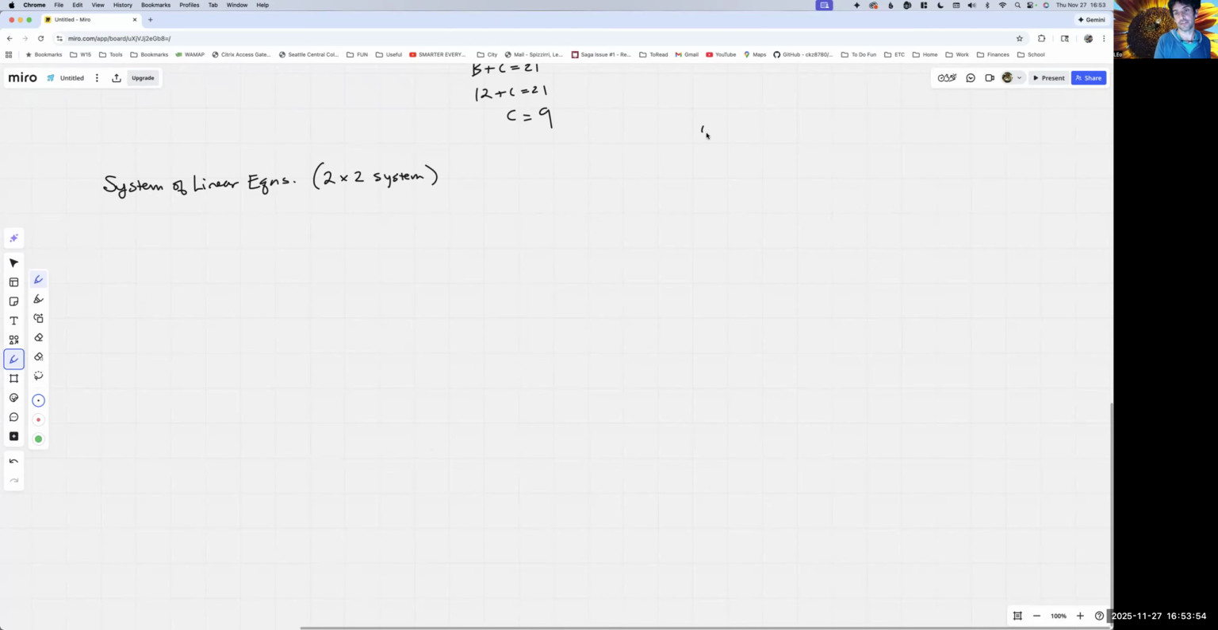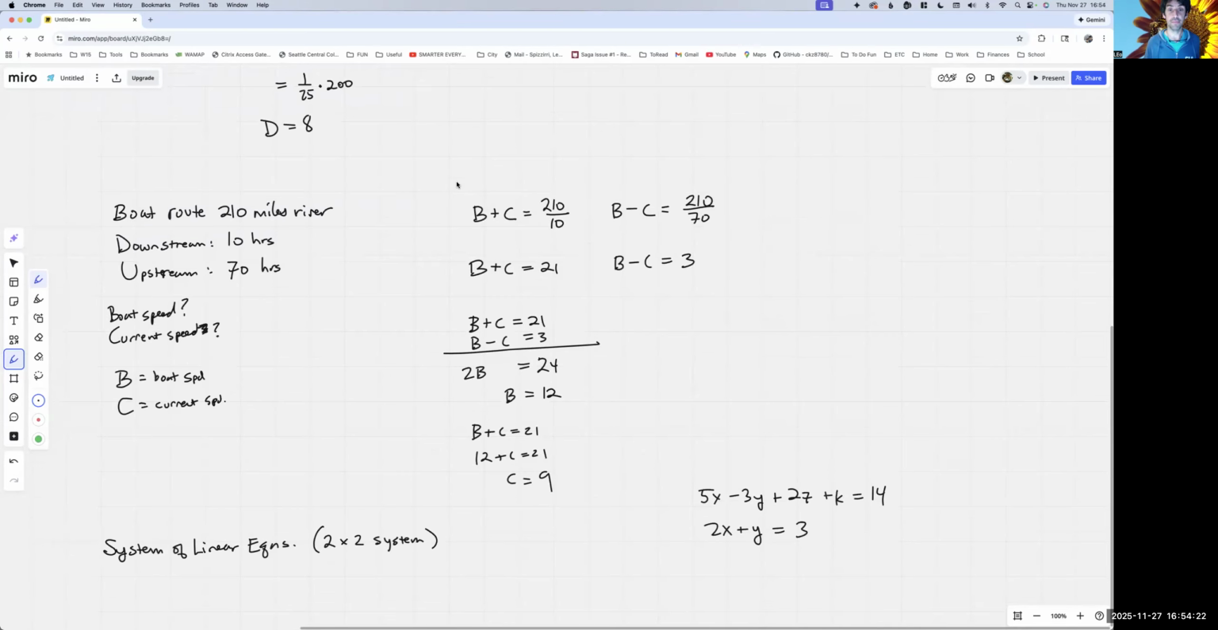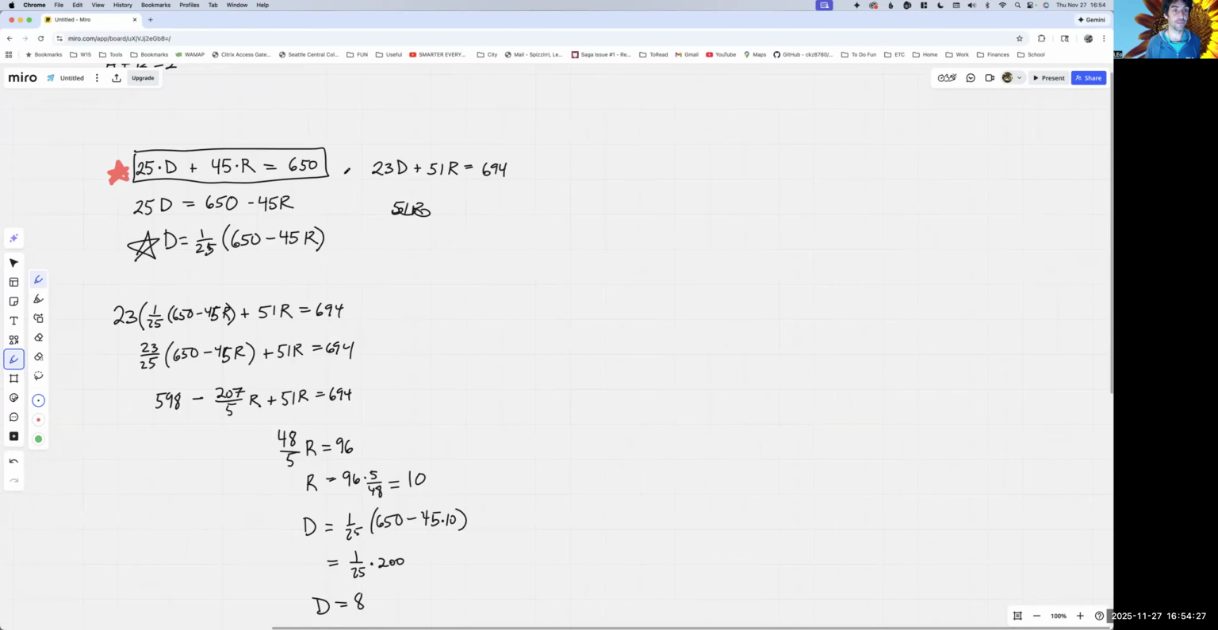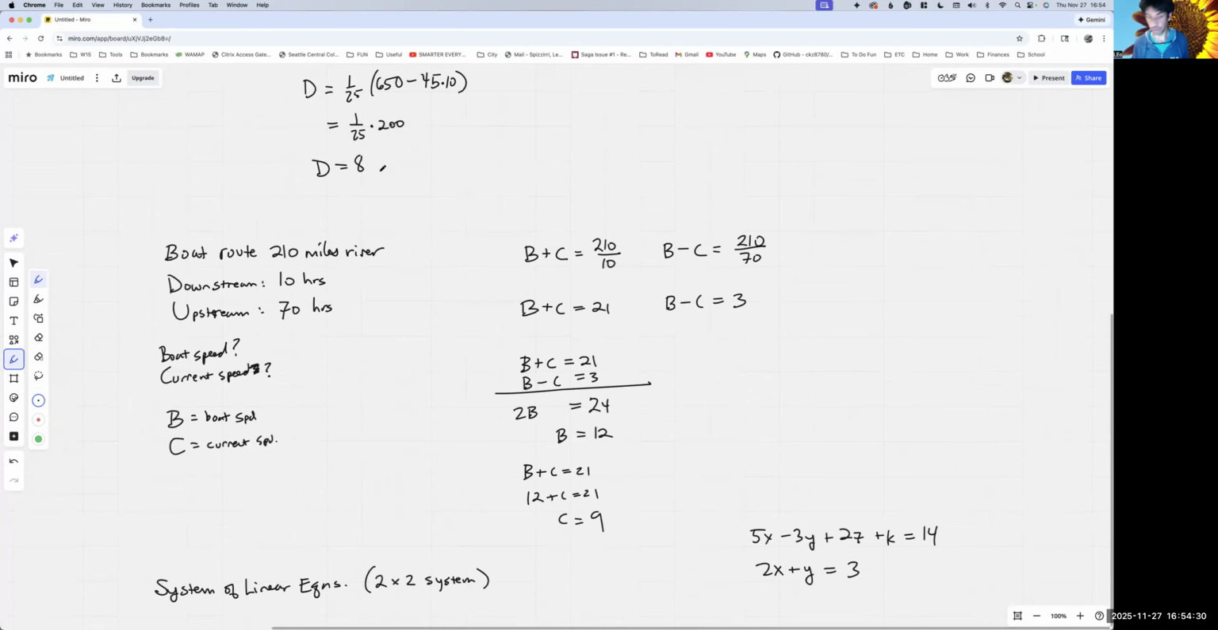So something like 5x minus 3y plus 2z plus k equals 14, and 2x plus y equals 3 would be a system of linear equations. This is an ugly one with different numbers. It's not something we're going to be dealing with, but just anything of this form, right? For a 2x2 system, we're specifically looking at two variables and two equations. That's what we had in both of these examples. We had b and c as our variables, and we had these two equations. Up here we had d and r as our variables, and we had these two equations.